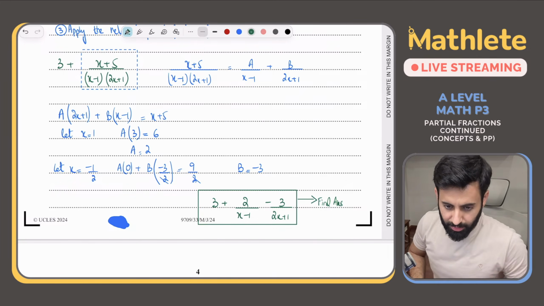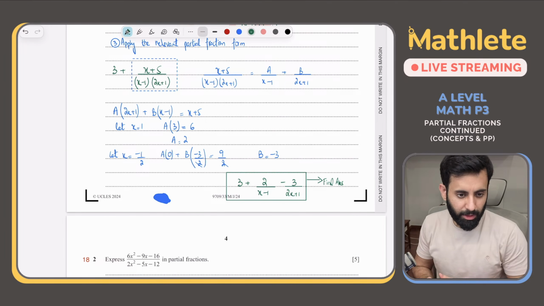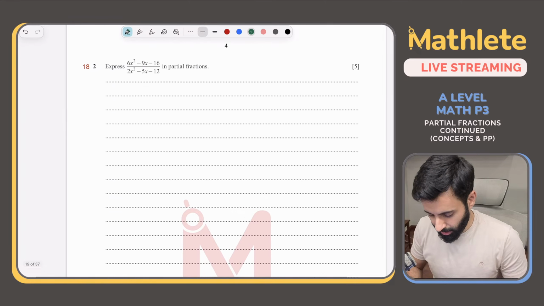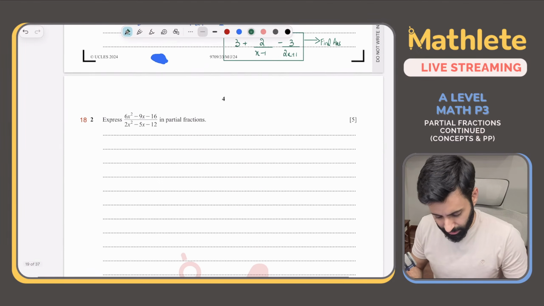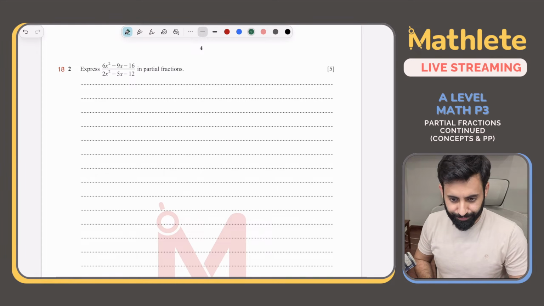No, I'm afraid there is no other way of solving this. You have to do long division, and then after doing long division, it will turn into a familiar question where you can apply partial fractions and solve. Okay, let me do another example. Let's do this one. This is pretty much the same.